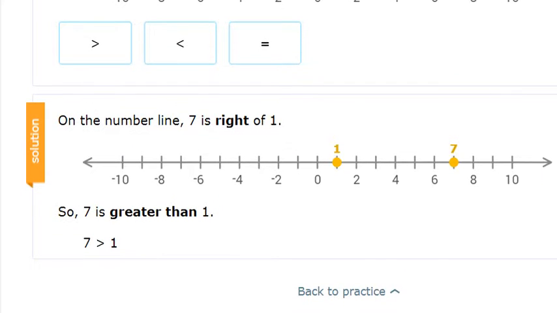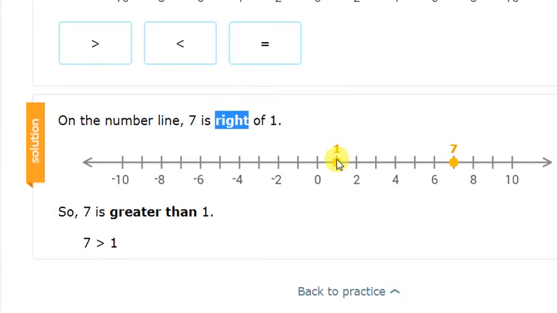As they are saying, on the number line, 7 is on the right of 1. If you plot 1 and 7 together on a number line, you can see that 7 is on the right side of 1, and on the number line you have to remember that every number which is on the right side of a number is greater than that number, right? For example, this is 1, so all these numbers on the right side of 1 like 2, 3, 4, 5, 6 and so on, are larger than 1.